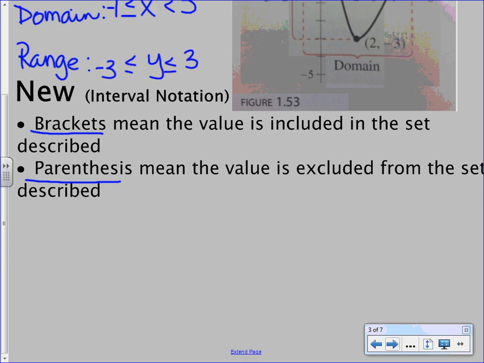Okay, so I always think a parentheses is kind of like part of an open circle, if that's a way for you to remember that that is not including. Because you kind of associate that with the open circle. Brackets, we're framing it, so we're going to include that number.